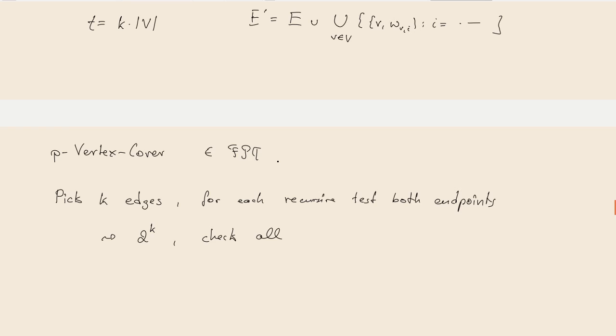But you will never overlook a vertex cover if there is one, because if there is a vertex cover, it has to cover the k edges that you picked. And that means for any of these edges, any one of the 2 endpoints must be in the cover. And that means you tested that combination.